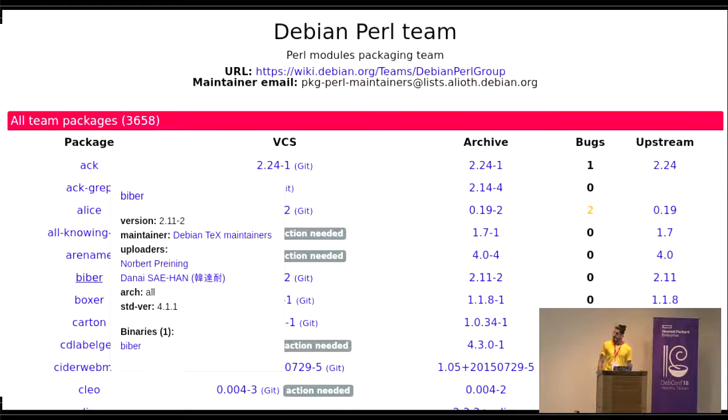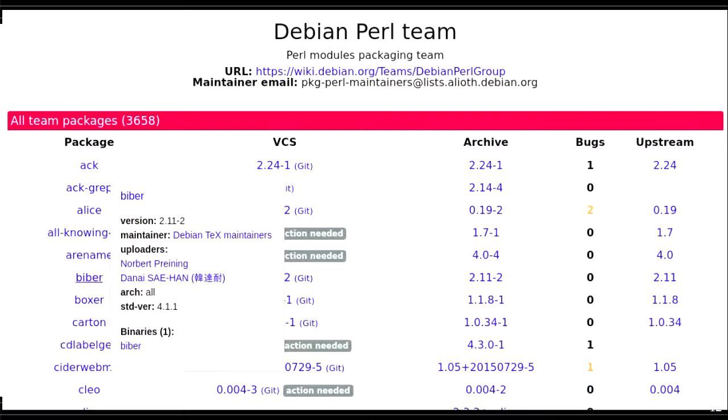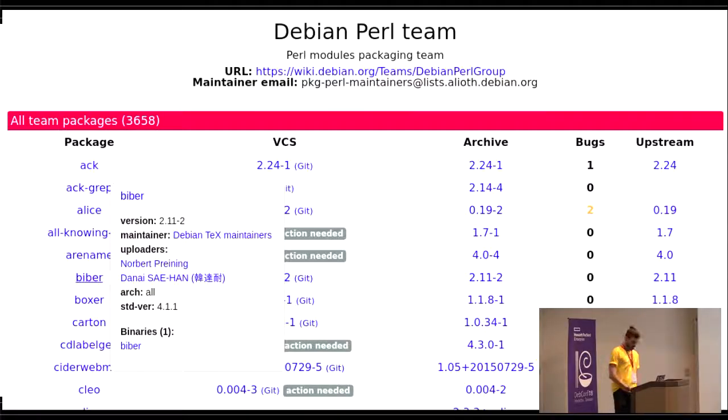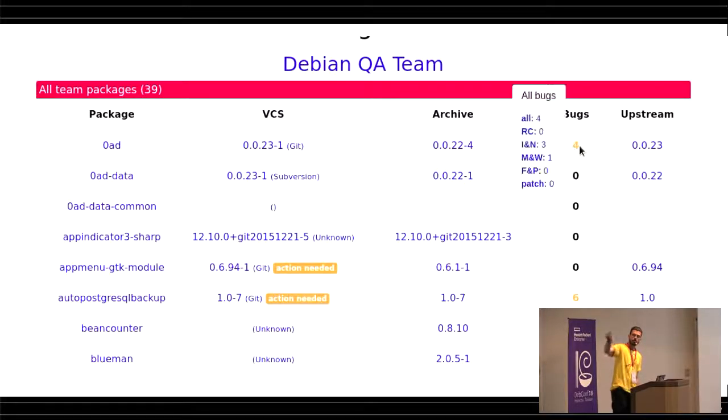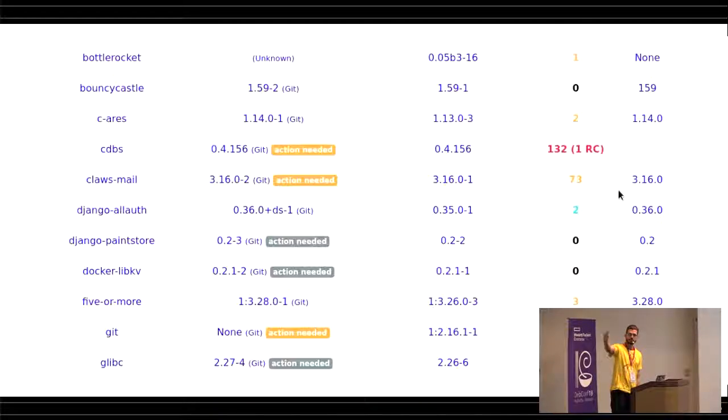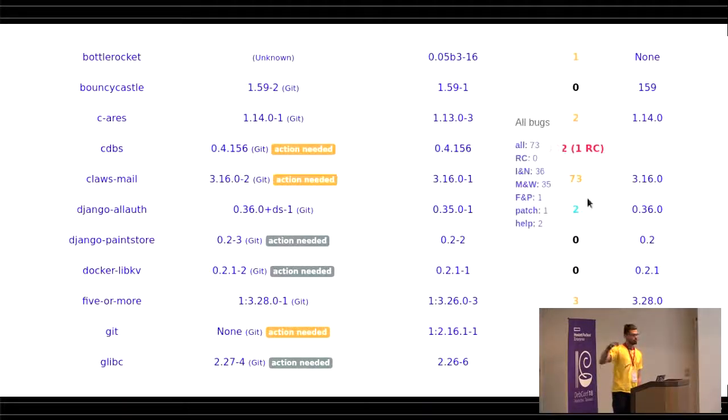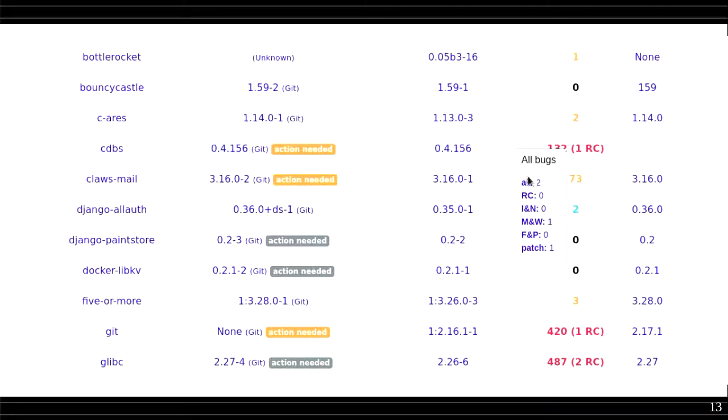If you enter a team page of any team inside Distro Tracker, you get this kind of table. The first column has the package name, the second column has the changelog version in the VCS of that package, and the third column has the archive version. We are also tracking the bugs here, and the last column has the upstream version of the package. Another interesting feature is that if you pass your mouse over one of these fields, you get more detailed information about that field. For example, here we have the information and links to the BTS related to the bugs that exist for that package.